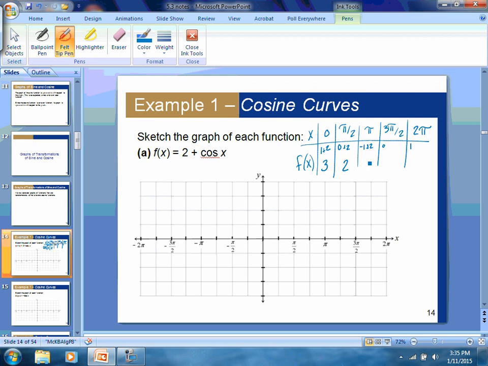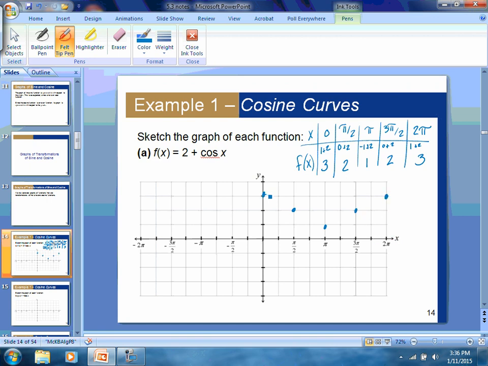So when I have -1 plus 2, now I'm at 1. 0 plus 2 is 2, and 1 plus 2 is 3. Okay, so if you know those x values from your unit circle, and if you know your y values for the very basic cosine function, then you just have to alter the y values by adding 2 to them for this graph. So I'm going to start at 0, 1, 2, 3, and then at pi over 2, I'll be at 2. At pi, I'll be at 1. Through 3 pi over 2, I go back up to 2. At 2 pi, I go back up to 3.